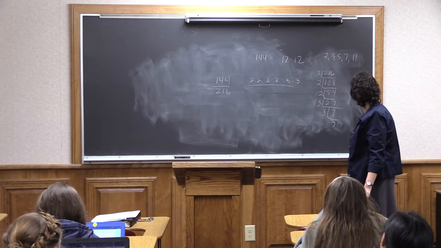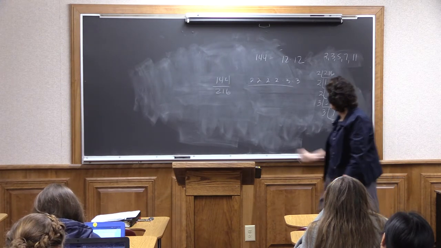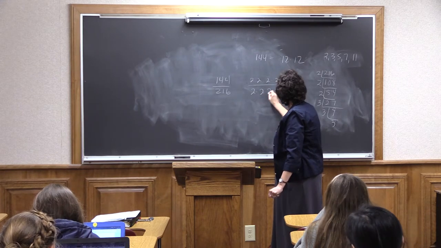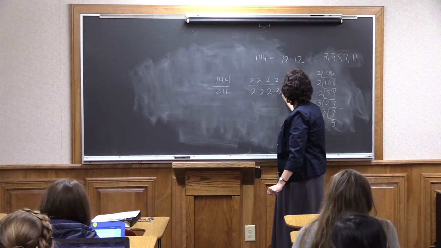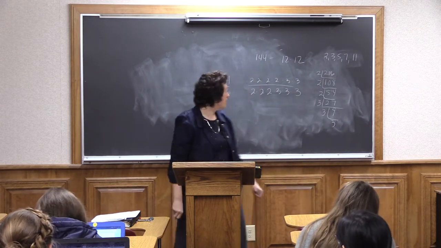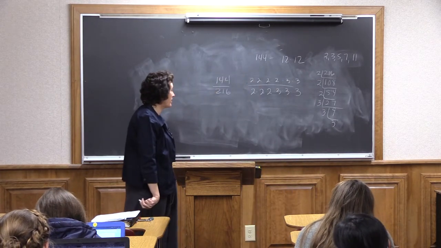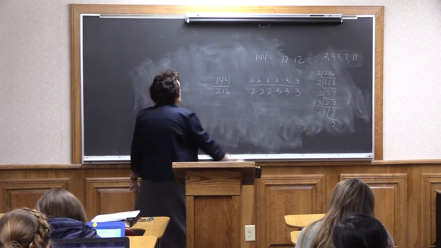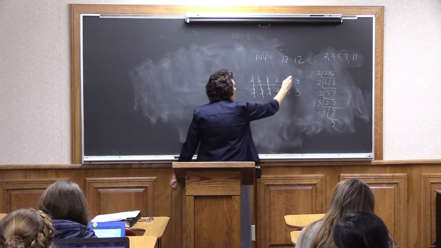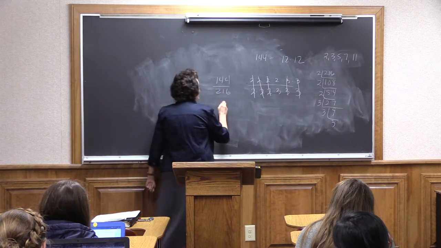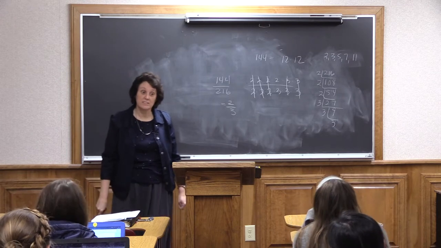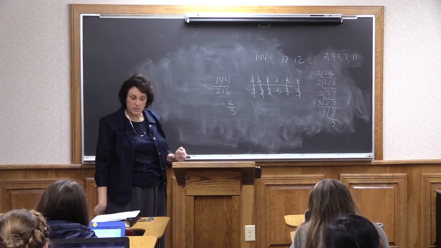Okay? So this is going to be 2, 2, 2, 3, 3, 3. So if I had 144 and 216, what's the greatest common factor? 2, 2, 3, 3. Look where that guy goes. 2/3. This is the kind of reducing you're going to see from me.